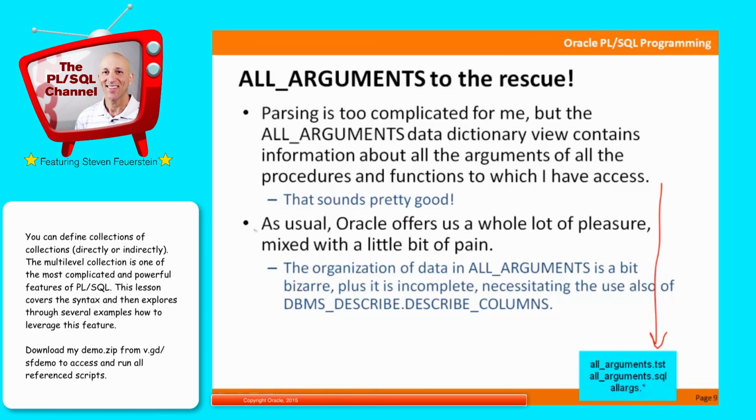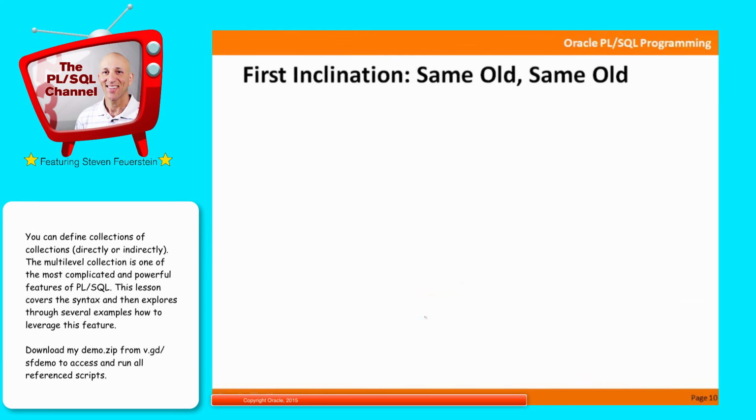And as I found, what is very common with a lot of the data dictionary views is that Oracle offers us a whole lot of pleasure mixed with some pain. In other words, a whole lot of really good data, but often not very well organized. And in fact, All Arguments is one of the worst defined data dictionary views I've ever seen. It's kind of bizarre in terms of how they structured it. It's very much denormalized, and it's incomplete. So I even had to complement my use of All Arguments with the DBMS describe package. Like I say, way too complicated to get into in this lesson. Let's just focus on the data structures and how I got to a 4-level nested collection.